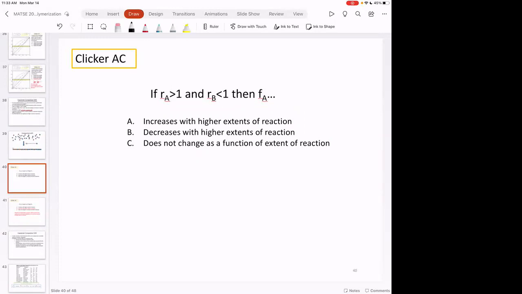All right, so the conceptual questions will be asked like this. So if RA is greater than 1, and RB is less than 1. Okay, I think about what that means. I'm going to be enriched in A for all compositions. Then FA does what? Increases with higher extent of reaction, decreases with higher extent of reaction, or does not change as a function of extent of reaction. And you know that extent of reaction, I'll go back and forth depending on the source, extent of reaction is the same as conversion.